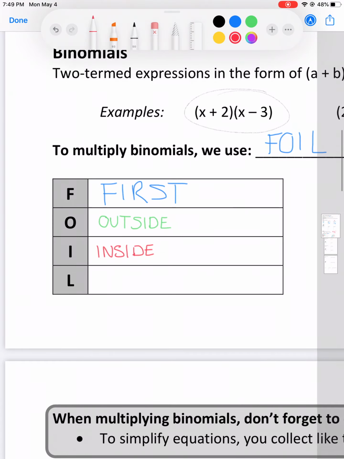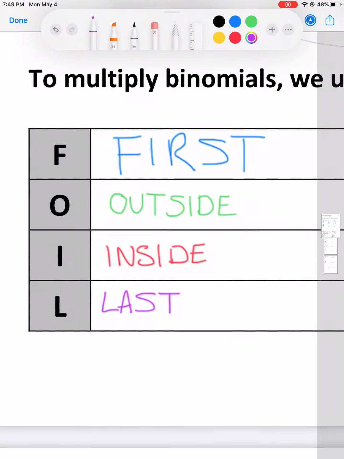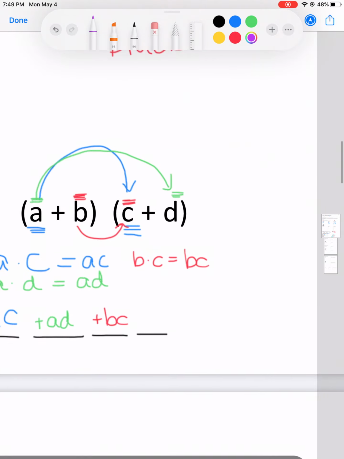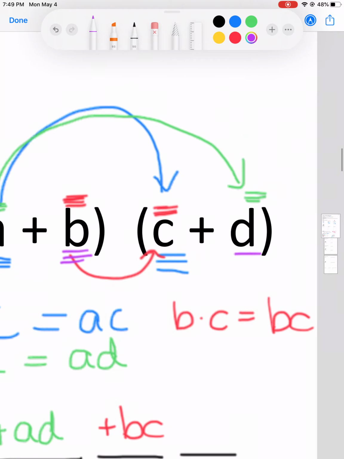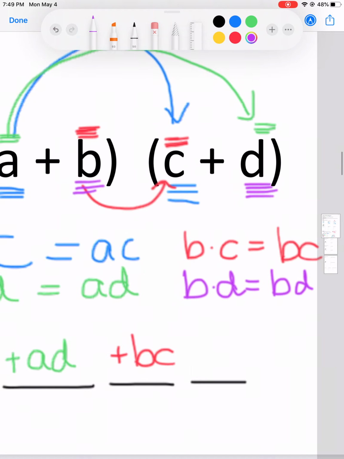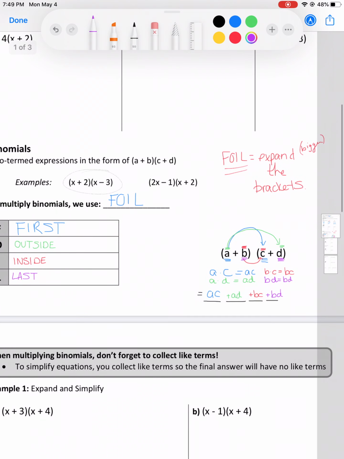Last but not least, oh, I just told you what the last one is. It is last. I'm going to take my last term in both my brackets. So B and D are listed last. A and C are listed first. B and D are listed last. BD, positive. And that is how you FOIL, ladies and gentlemen.